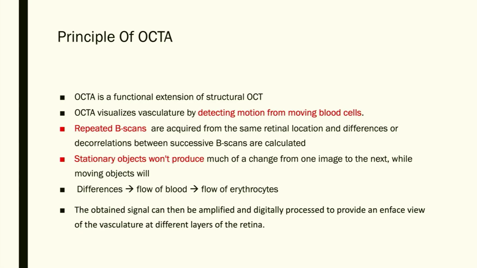Now it has a threshold. If the flow is very slow, it will not pick it up. If it does not pick it up, it will show there is no blood there or there are no blood vessels. So it will be white. I'm just explaining it in a nutshell. So if it is very slow, even though blood flow is present, it will not pick it up. If it is very fast and it is beyond its threshold, it will again maybe not pick it up.